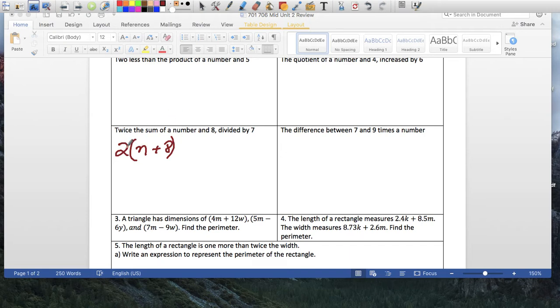So twice, multiply 2 times whatever this equals, and then divide by 7. So that parenthesis is a must here. The difference implies subtraction, and I'm going to be subtracting 2 things between 7, right? Subtract 7 minus 9 times a number. Okay, so that's that.